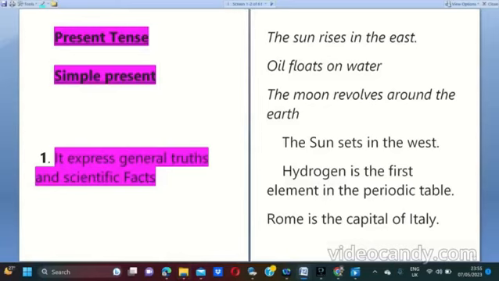Good evening to all. In this video, we talk about tense. What is the tense? How is it useful? What are the different types of tenses? When can we use each tense? These are all being spoken by me in this video.